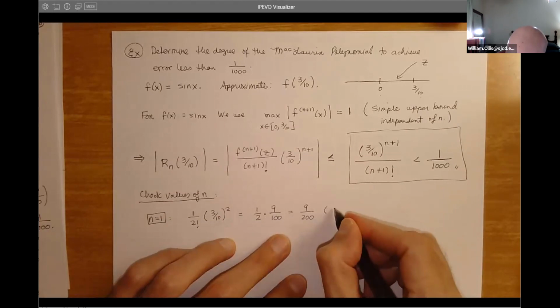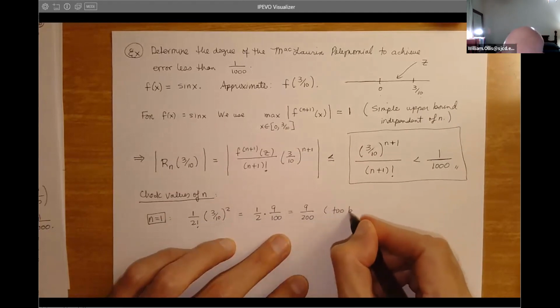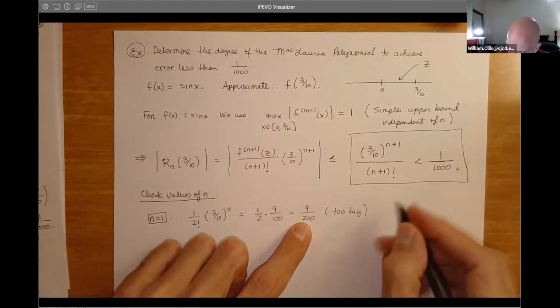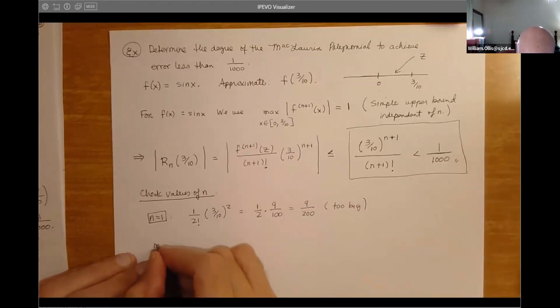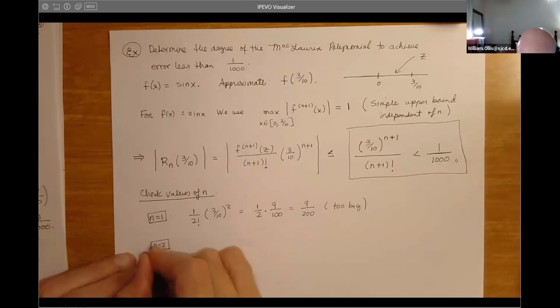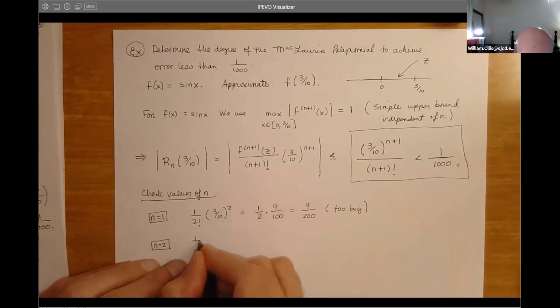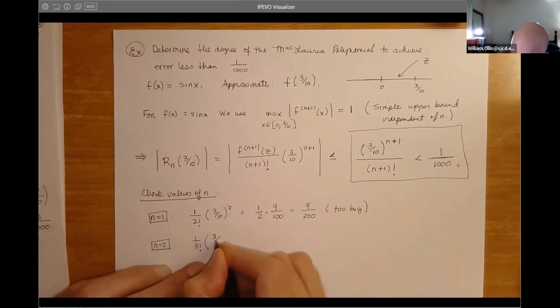And this is way too big. This is certainly a lot bigger than 1/1000, so that one doesn't work. Let's try n equals 2. So now n equals 2, we'll have what? 1/3 factorial, 3/10.